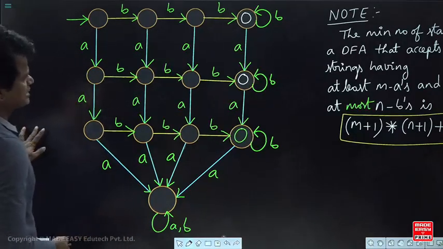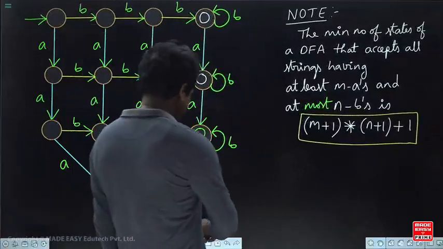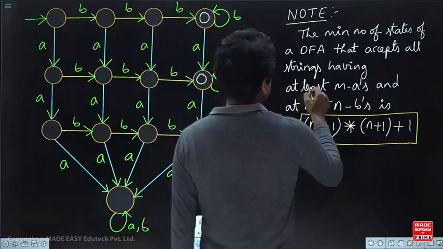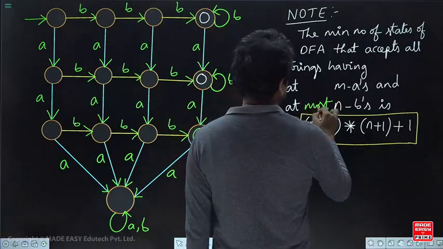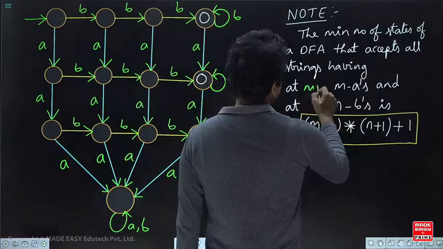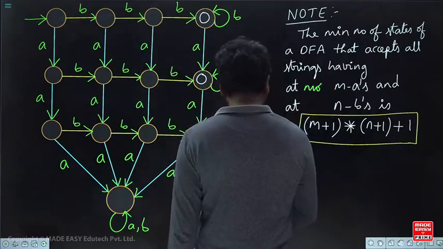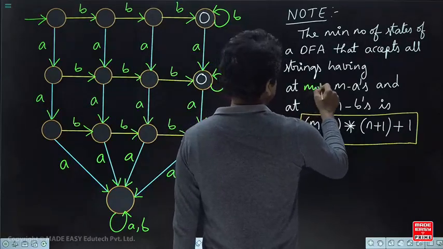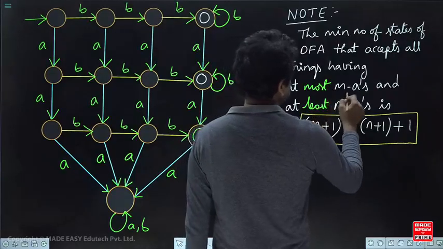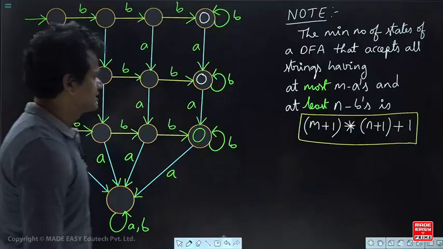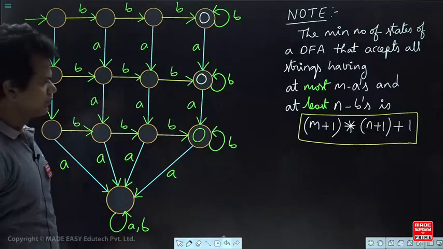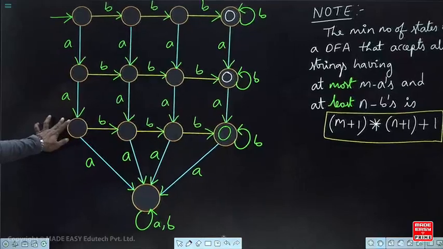So here also, how many states do we have? Either B's are at most or A's are at most. So at most M A's and at least N B's, the answer is (M plus 1) into (N plus 1). Okay, you can copy this one.